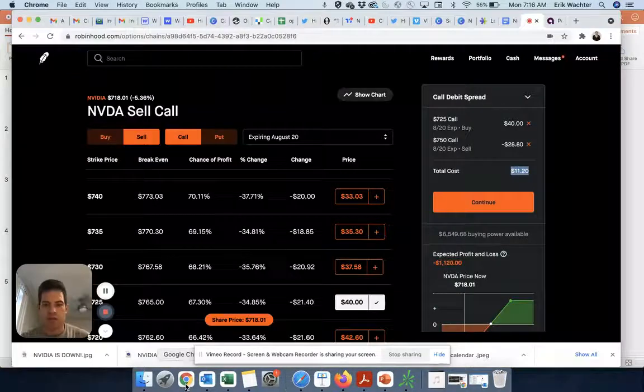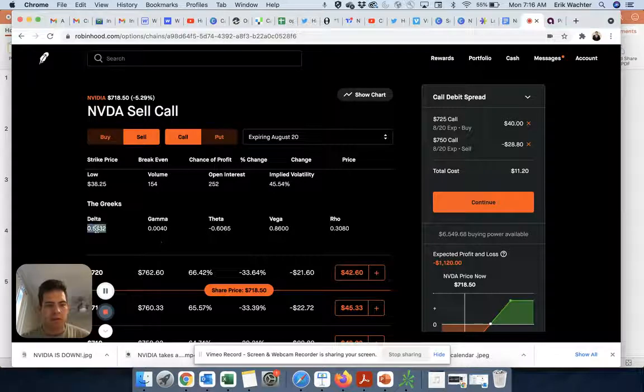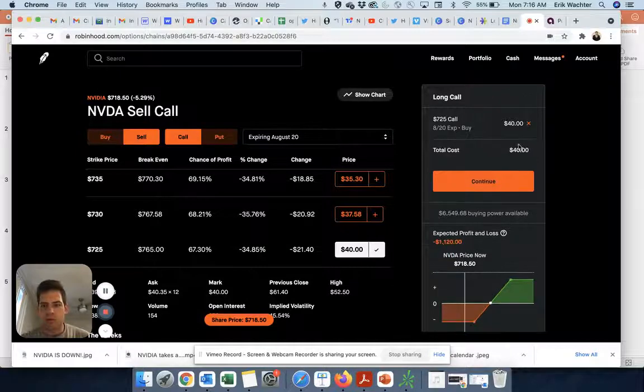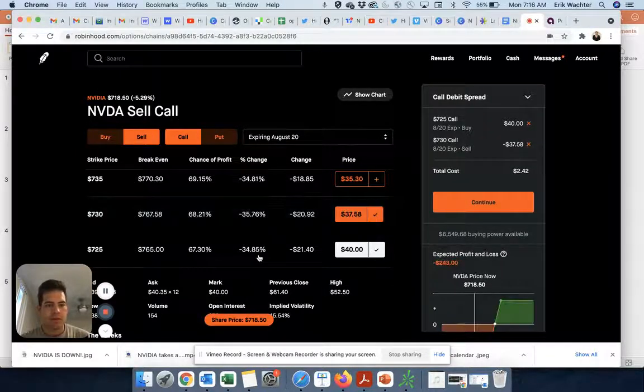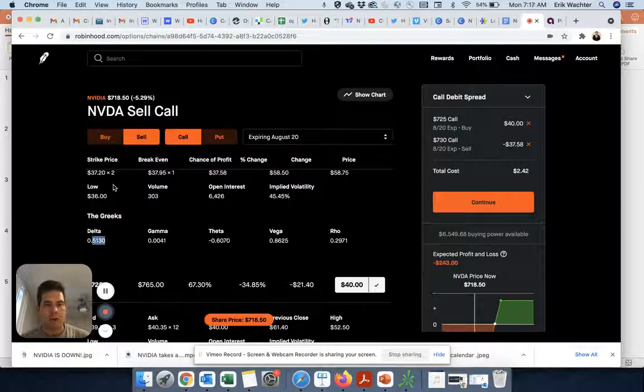Let's look at the option chain and the Greeks here. You can see our delta of 53, and then we come back and sell the 730 call. That delta is 51. You subtract them, you get 2. That gives you your net delta. Your delta is your directional exposure. So like I said before, if Nvidia goes up, us owning this spread will act like owning 2 shares of stock.